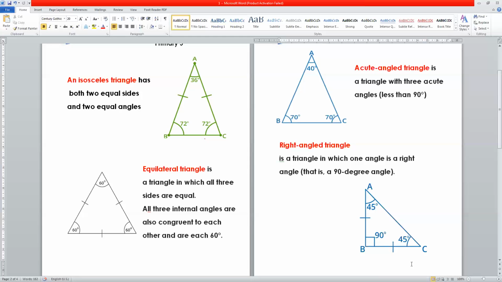This is the example for 90 degrees and 45 degrees and 45 degrees. This triangle can be called an isosceles triangle too. Why? Because it has 2 equal angles, 2 equal sides. So this triangle can be called a right angle triangle and also an isosceles triangle.